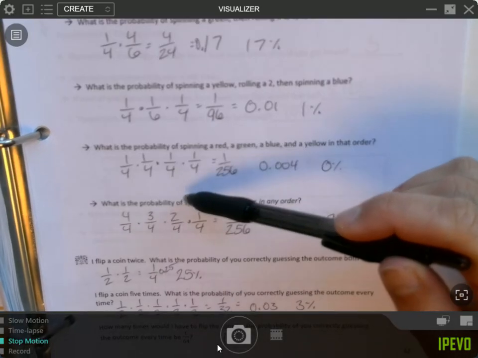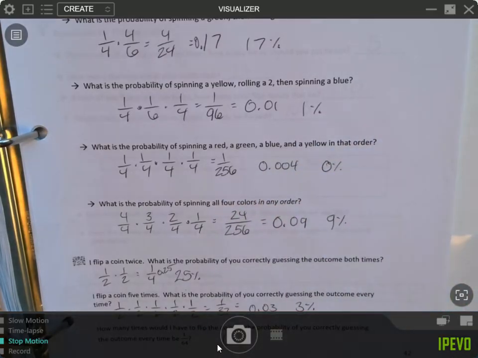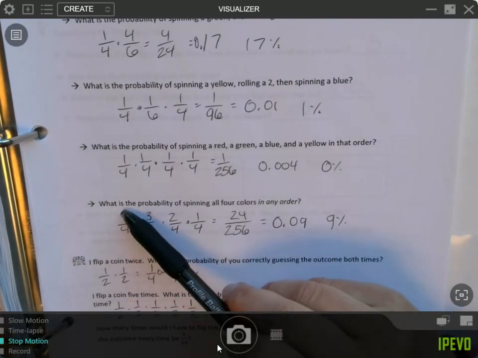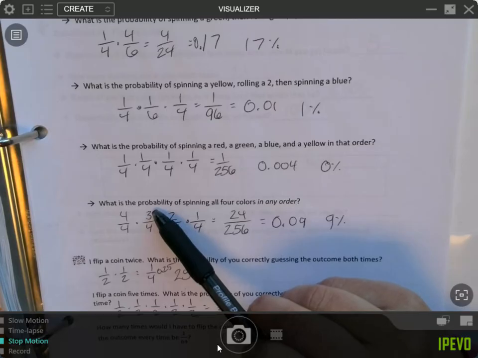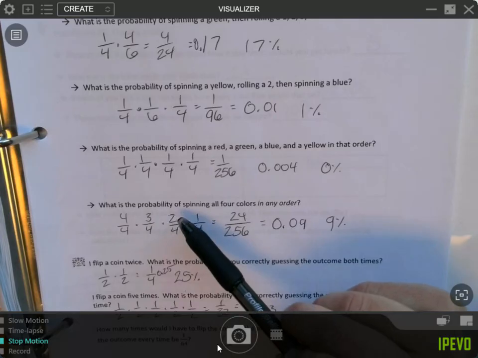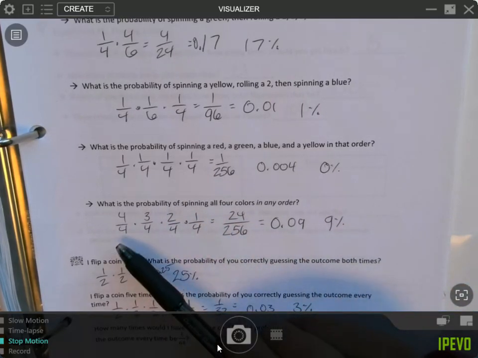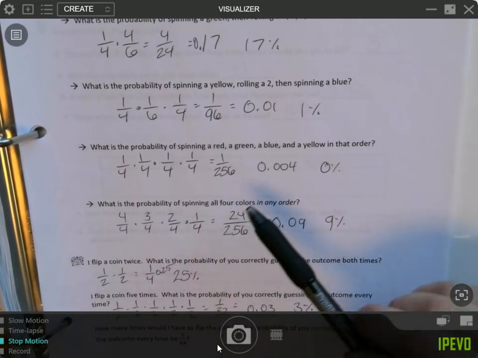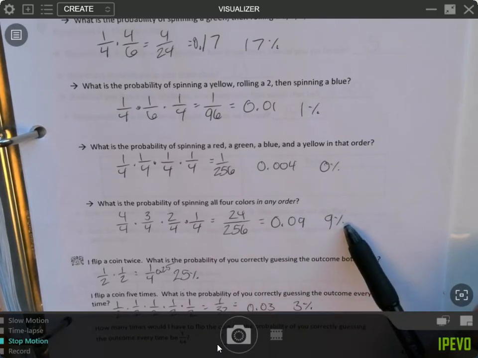What is the probability of spinning all 4 colors in any order? Now, this is one we really have to look at. So our first probability doesn't matter which color it is. So there's 4 colors out of 4 colors. Then our second one, well, we don't want the first color, so we only have 3 colors left. So 3 out of 4, then 2 out of 4, and then that last 1 color out of 4. So it should have gone down like that, which gives us 24 out of 256, which would be a 9%.